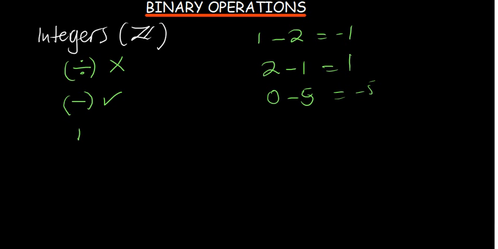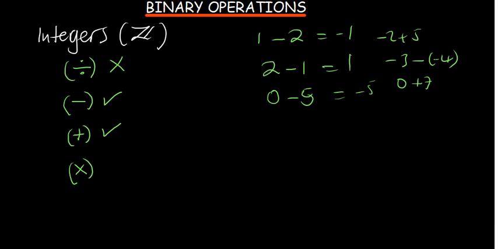If you talk of addition, if you get any two integers, you add them. The answer will always be an integer. Negative 2 plus 5, negative 3 minus negative 4, 0 plus 7. As long as you add two integers, you always get an integer. And every time you multiply two integers, you always get an integer. 0 times 5, 5 times 1, 2 times what? It's always an integer. So it's only division which is not a binary operation on the set of integers.